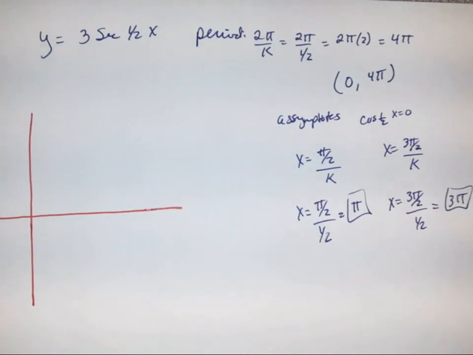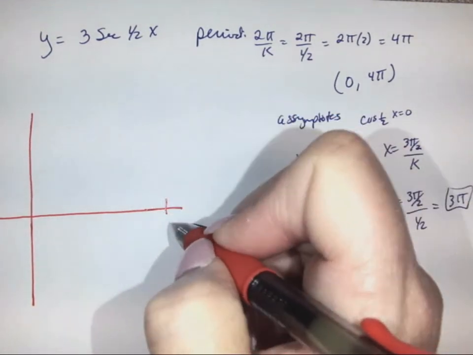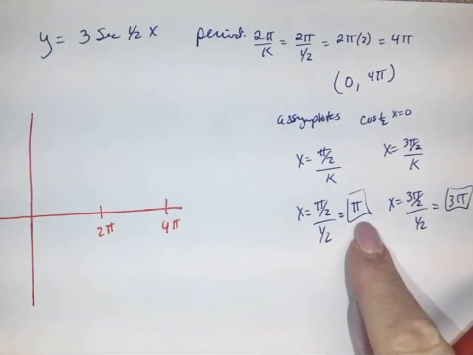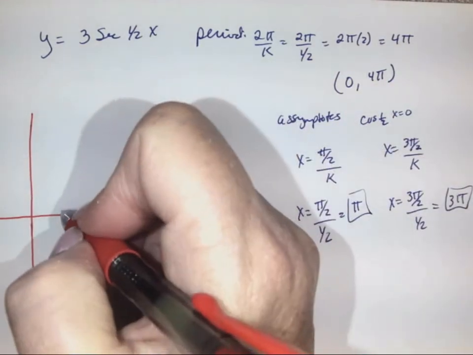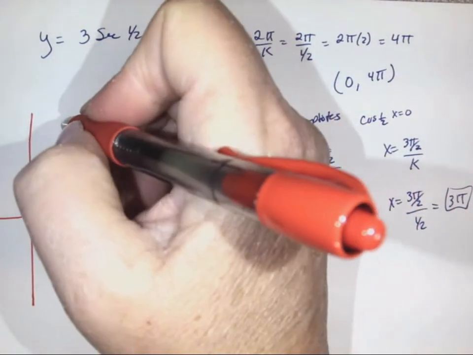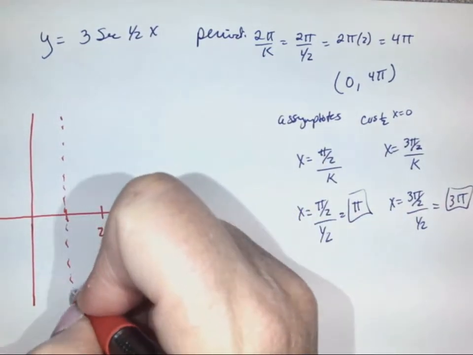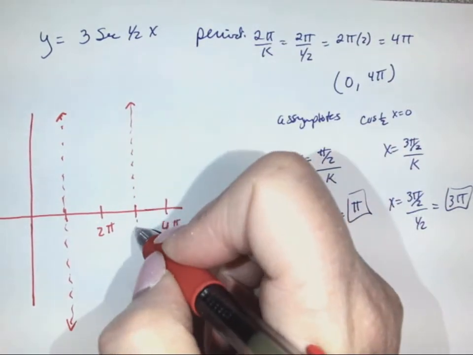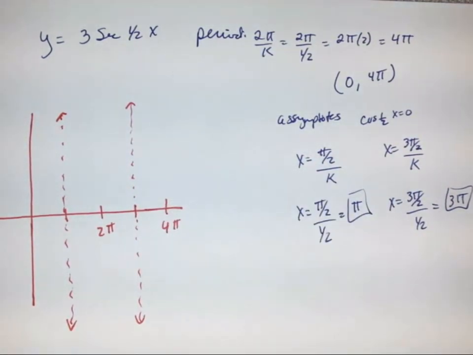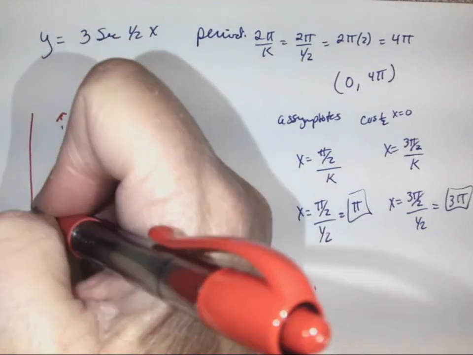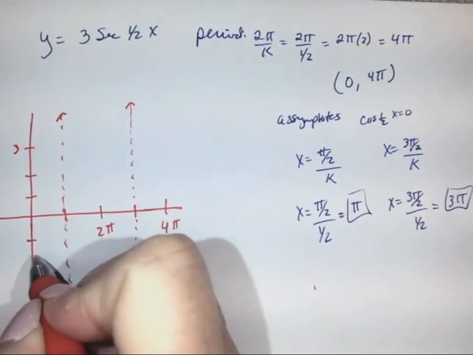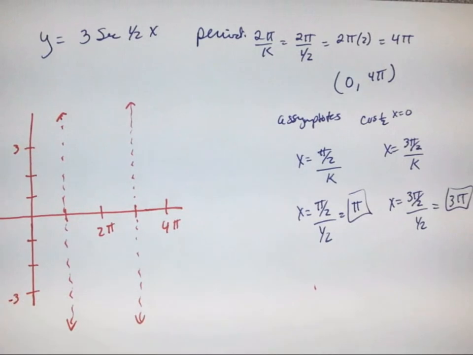So we are looking at from 0 to 4 pi. That'll be at 2 pi. We have an asymptote at pi and 3 pi. So I'm just going to do hash marks there, and do my asymptotes. And then we're being multiplied by 3. So we'll have a 1, a 2, and a 3, and a -1, a -2, and a -3.